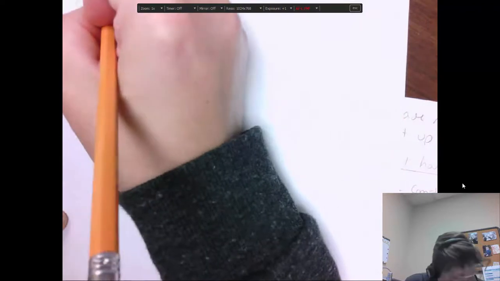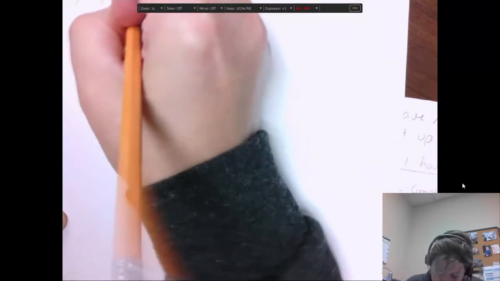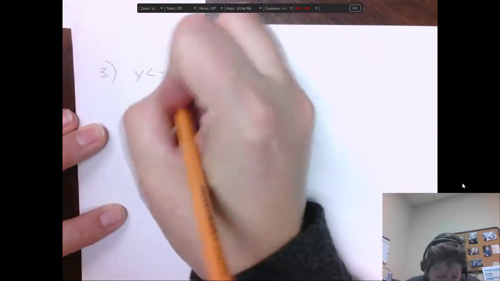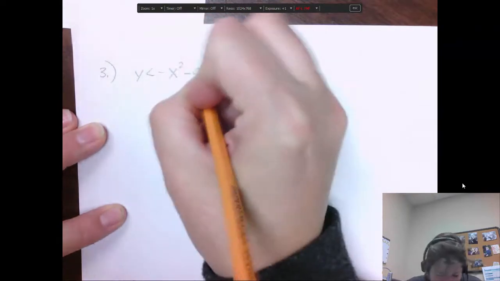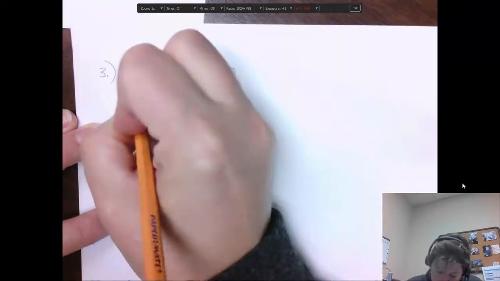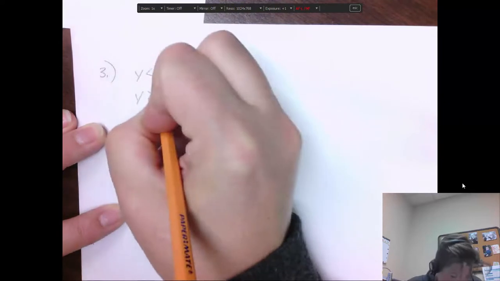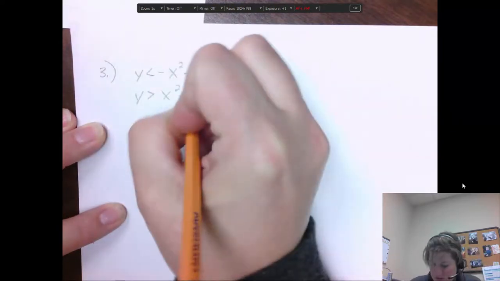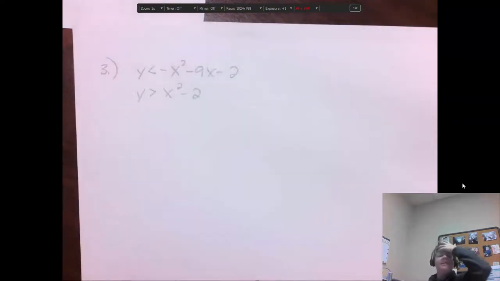And if I have y is less than negative x squared minus 9x minus 2, and I have y is greater than x squared minus 2. So these are both parabolas, but instead of an equal sign, we have the greater than or less than. So this puts us in that shading instead of setting them equal to each other and finding where they cross. We are going to graph them both and then shade them.